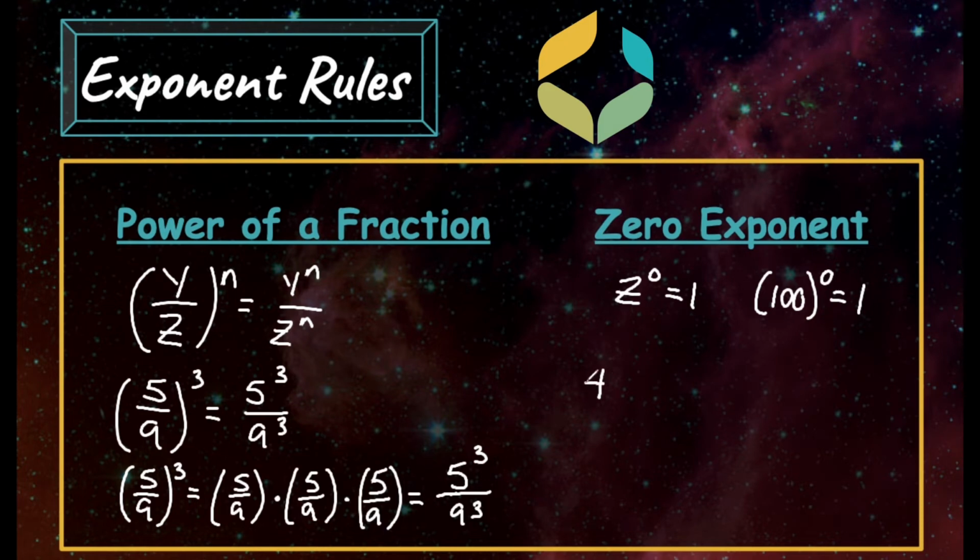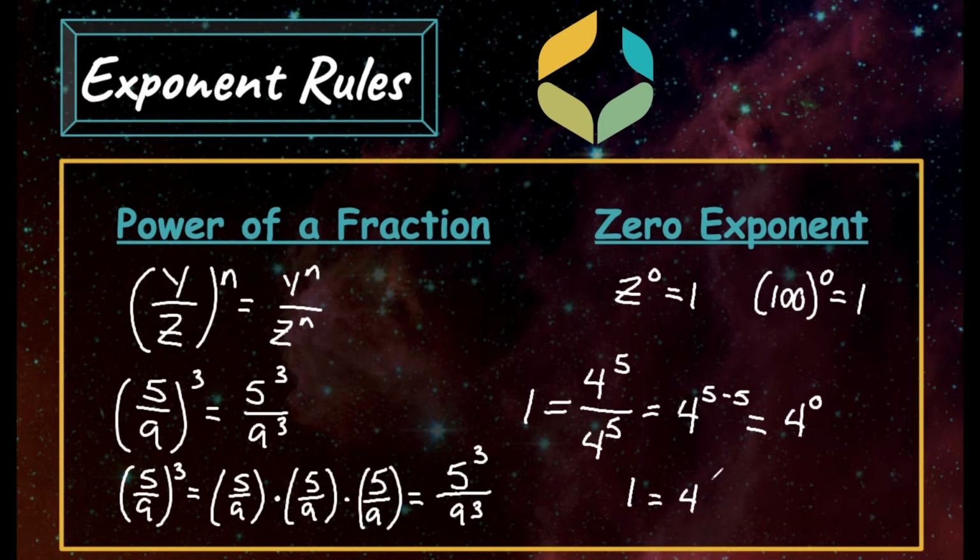Let's say we had 4 raised to the power of 5 over 4 raised to the power of 5. In the quotient portion of this video, we learned that when we have two exponents with the same base being divided, we have to subtract the exponents. So this will be 4 to the power of 5 minus 5, which would be 4 to the power of 0. But we also know that when we have something divided by itself, this equals 1. So therefore we can see that 1 equals 4 to the power of 0.